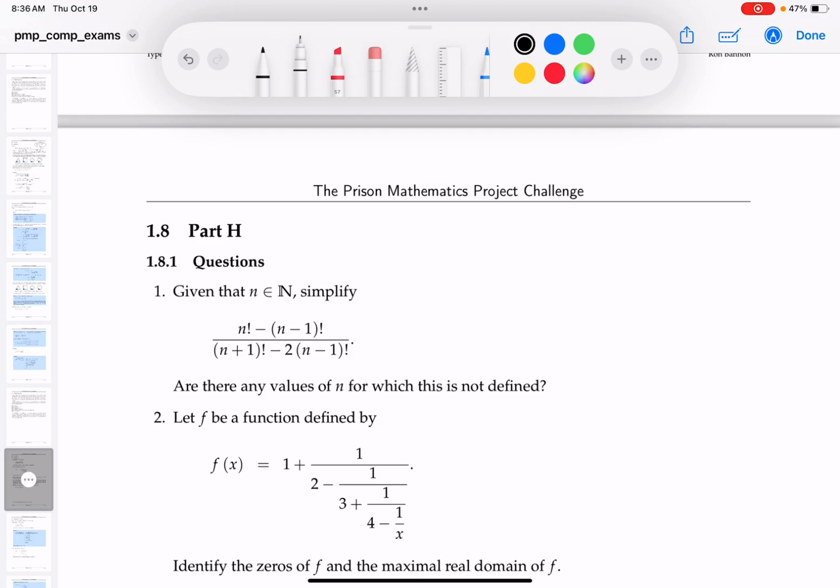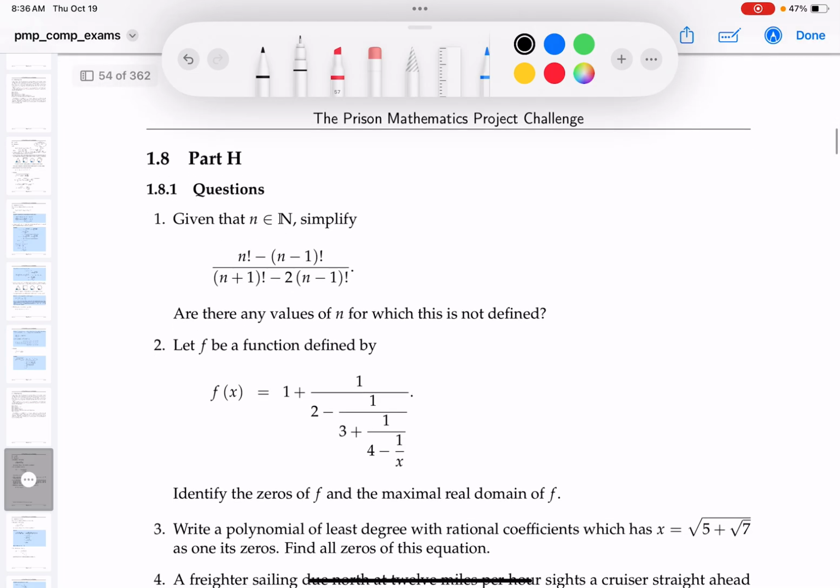Okay, we're on problem number 1. It says given n is an integer, I should say n is a natural number, like 1, 2, 3, and so on. Simplify this expression. I guess you could take numbers and see what happens, but I'm going to do it in general, like an algebraic problem.